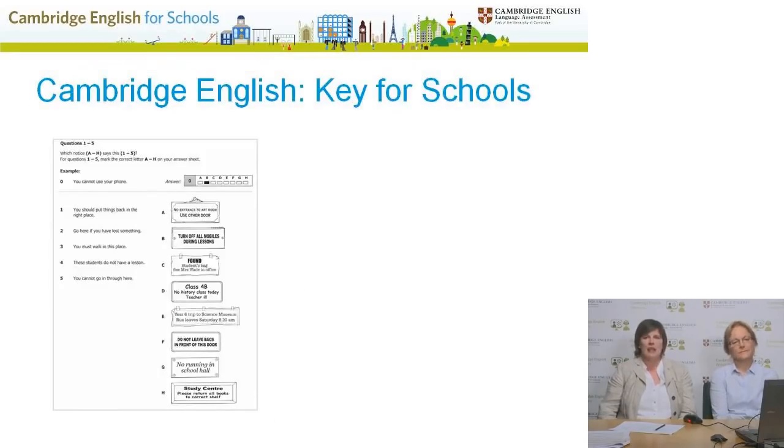Now let's look at the Cambridge English Key for Schools example from Reading and Writing Part 1. There are lots of different ideas you can use here. Maybe learners could decide which rules to have in the classroom or in different places or times at school. Again, a collaborative task, a ranking task. They could make rules for the dining room, for example.